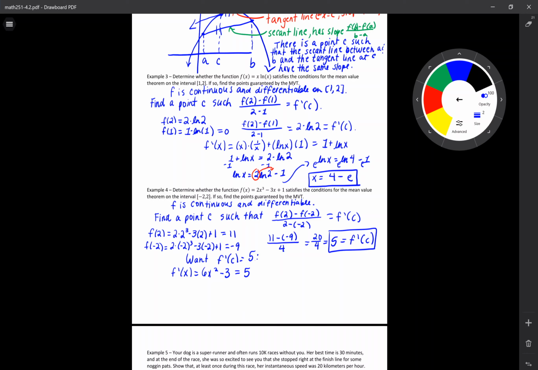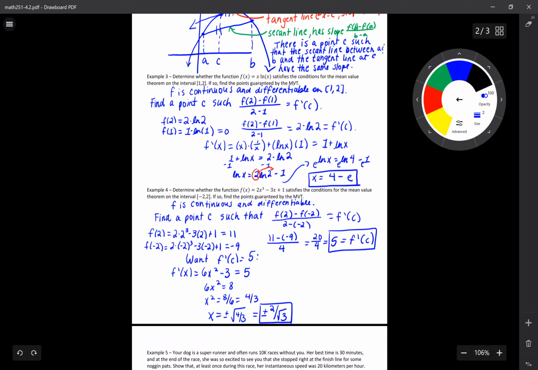So if I add 3 to both sides, I get 6x squared equals 8. Dividing both sides by 6 gives me x squared equals 8 over 6, or 4 over 3. So taking the square root of both sides gives me x is equal to plus or minus. Remember, when I take a square root, I have to do a plus and a minus. Square root of 4 over 3, also known as plus or minus 2 over square root of 3.